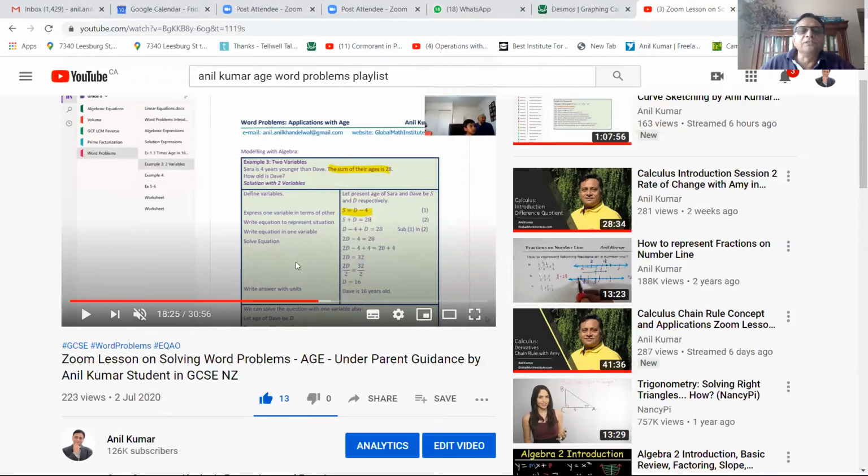So two variables this time. I've numbered it because example three itself. Okay. Sarah is 5 years younger than Dave. The sum of their ages is 28. How old is Dave? Gayathri, can you explain how to solve this particular question?